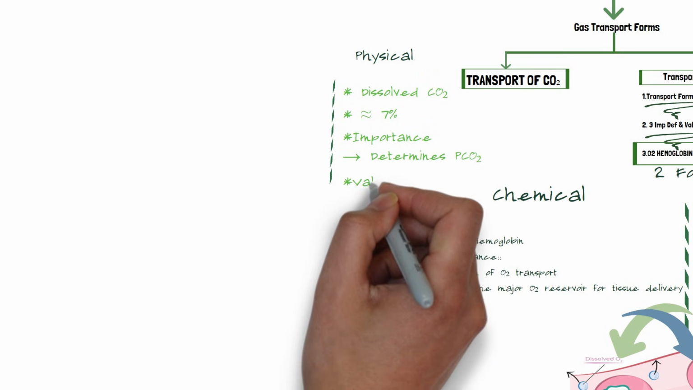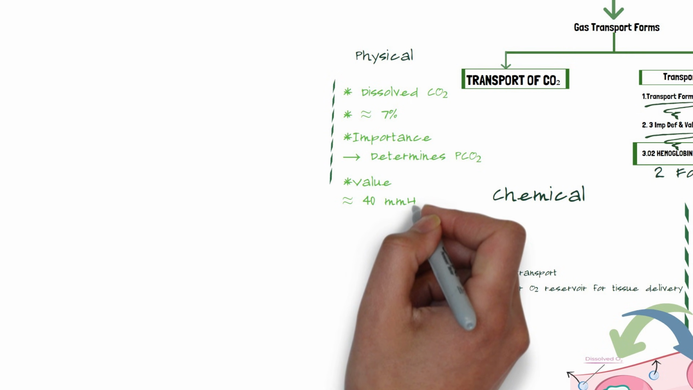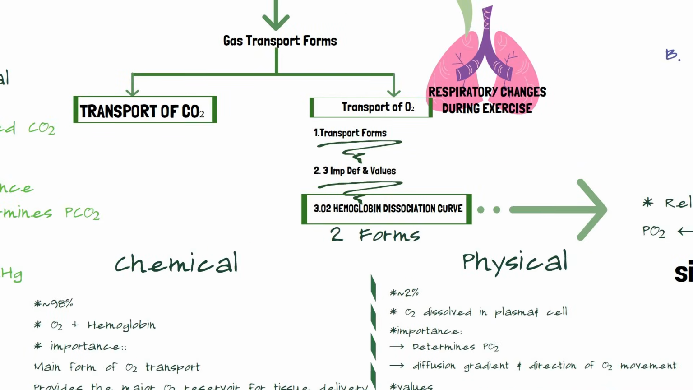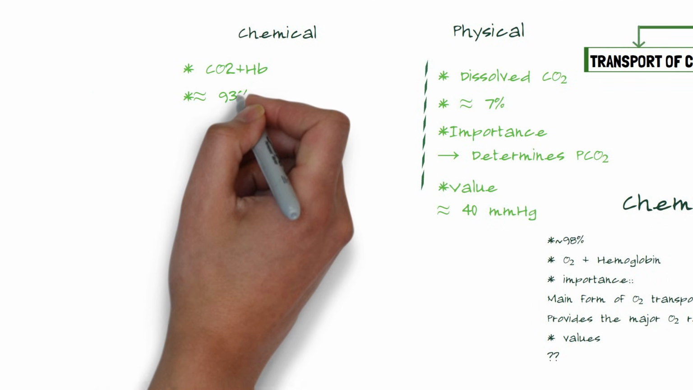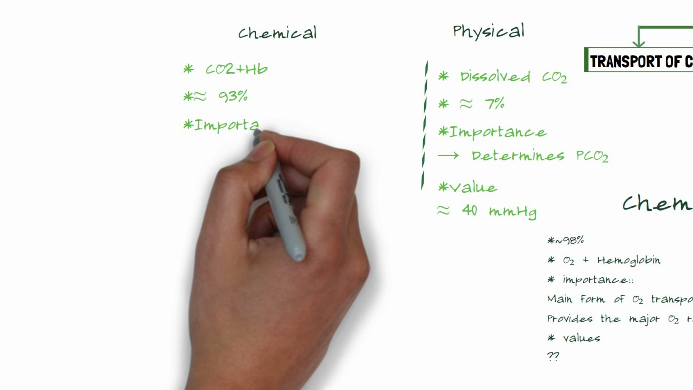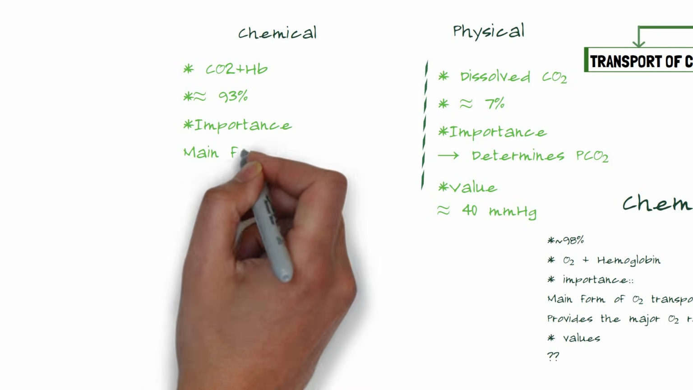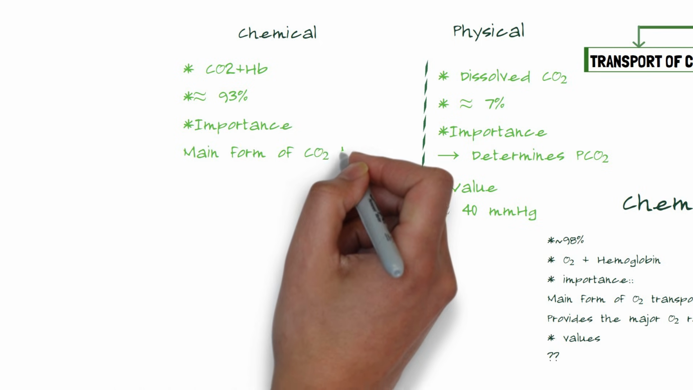What about the chemical form? It is the major form. It represents around 93%, and it represents the carbon dioxide which is combined with the hemoglobin, and its importance is that it determines the transport of the carbon dioxide from the tissue to the lung.